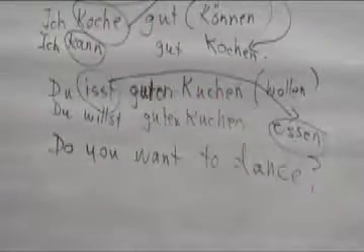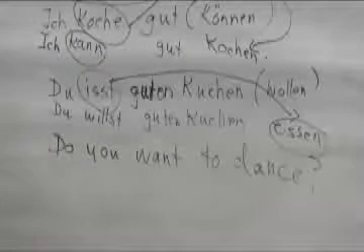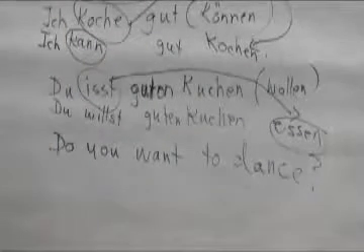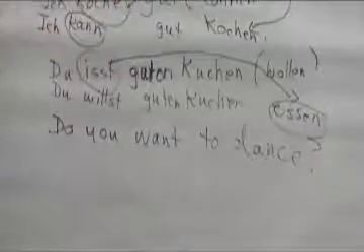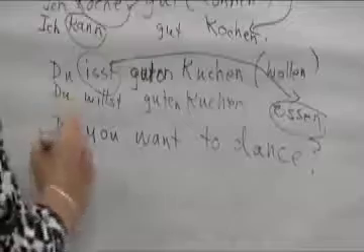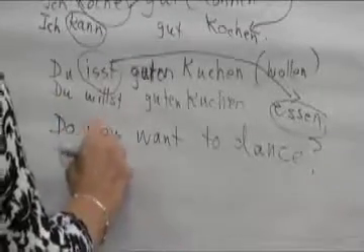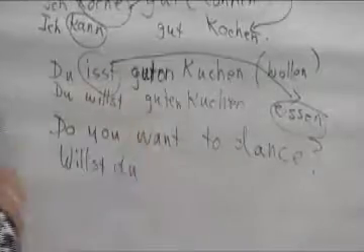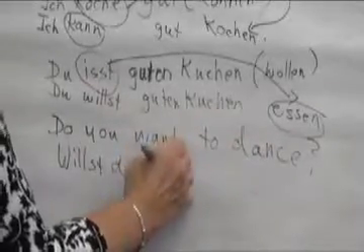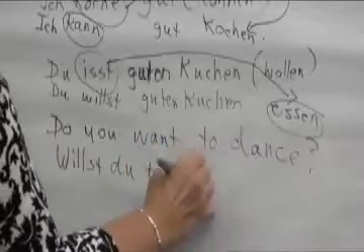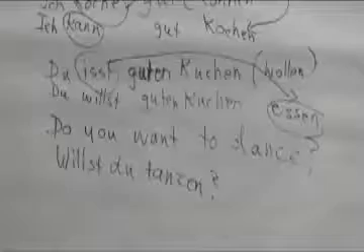All right. Now let's do a question. Do you want to dance? How do we say do you want? Remember, German doesn't use any helping verbs. We don't say do you want. We just say want you. Sounds almost like Shakespearean English. Willst du? Willst du? And the second verb needs to be in the infinitive, right? Tanzen. Willst du tanzen?